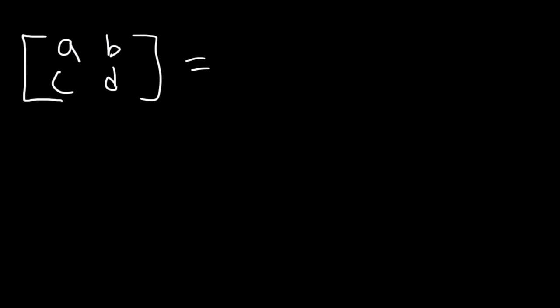In this video, we're going to focus on finding the determinant of a 2x2 matrix and also of a 3x3 matrix. So let's start with the basics, the 2x2 matrix. Here, let's say this is A, C, B, and D. So it's going to be equal to A times D minus B times C. That's how you can find the determinant of a 2x2 matrix.